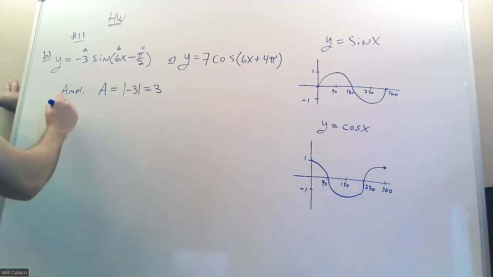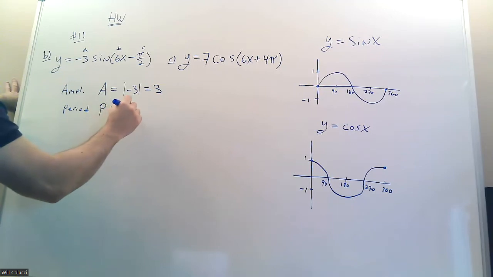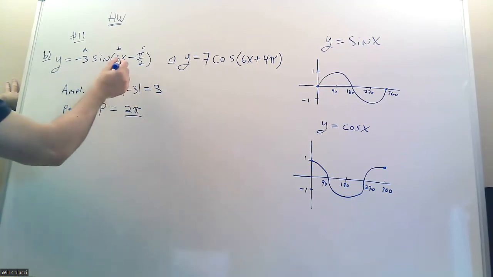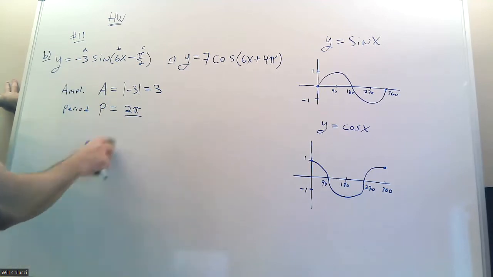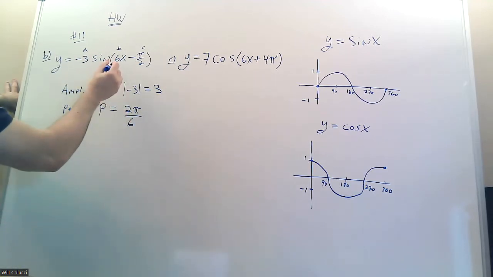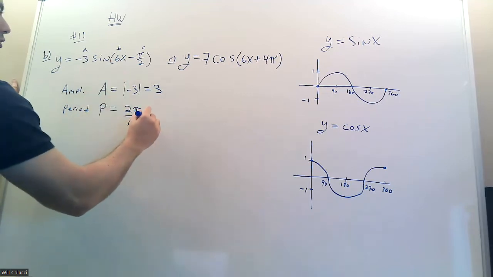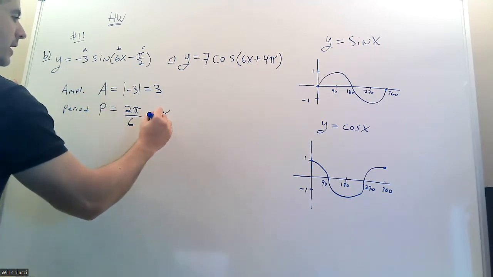So that's the amplitude. The period is also very easy. It's 2 pi divided by b. But in our case, b is 6. So be careful here. It is the number in front of the x. So you can reduce this to pi over 3.